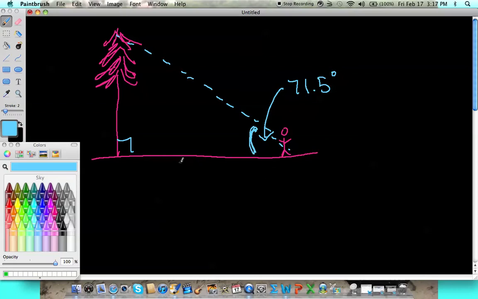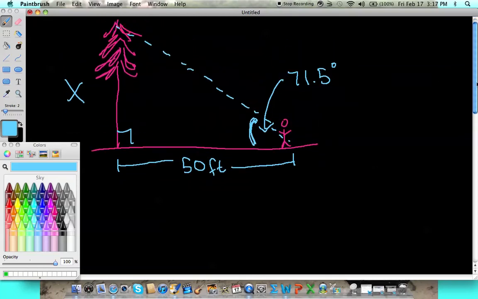They also had their friend go along and measure how far they are from the tree. And their friend told them that they were standing 50 feet away. So I've created a triangle here, but I'm looking for the height of this triangle.